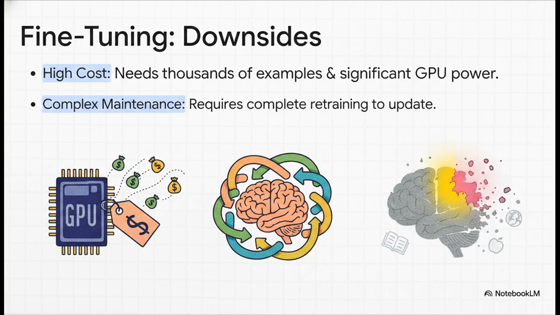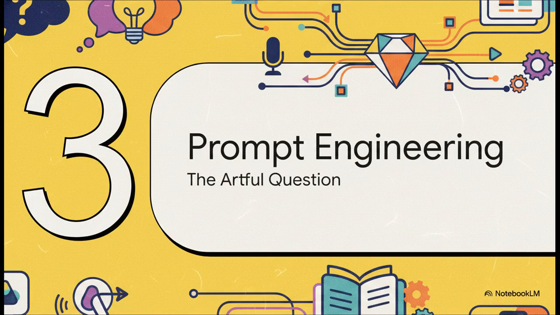Unlike RAG, you can't just add a new file. You have to retrain the whole model from scratch. And then there's the risk of something called catastrophic forgetting, which sounds dramatic because it is. The model can become so hyper-focused on its specialty that it actually starts to forget some of its original general knowledge. Yikes.